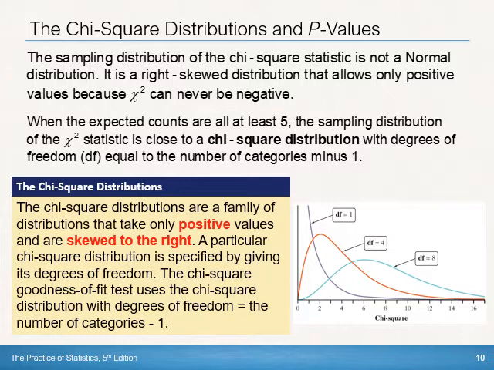All right, the degrees of freedom, however, are not based on the sample size. The degrees of freedom are based on the number of categories minus 1. So in the M&M example, we had 6 different color categories, and so our degrees of freedom would be 6 minus 1, or 5.